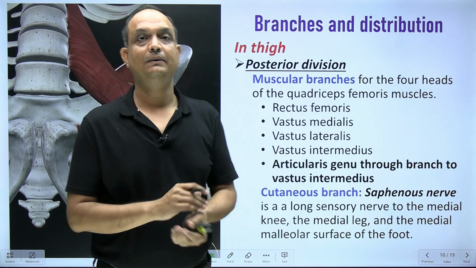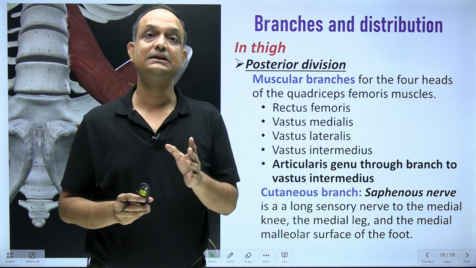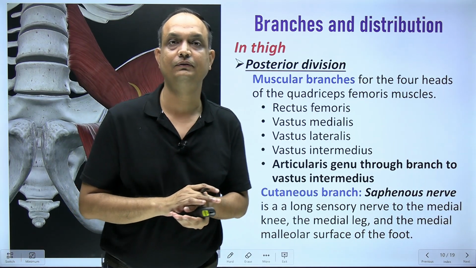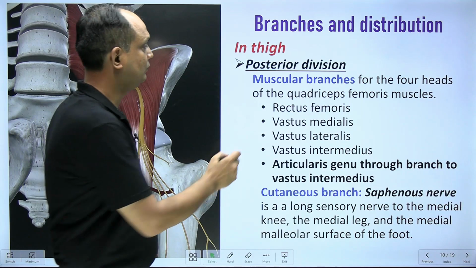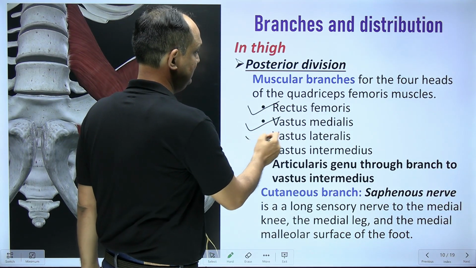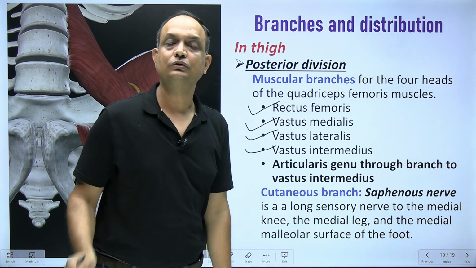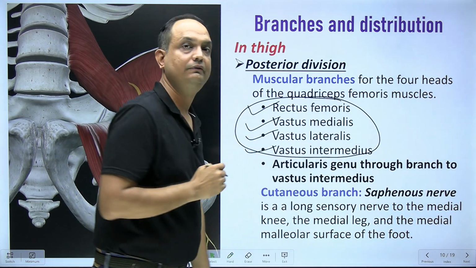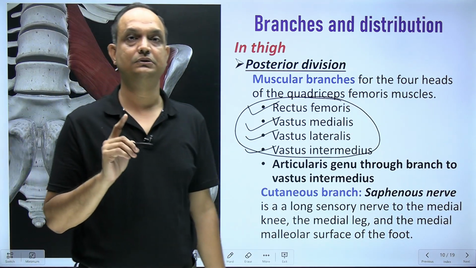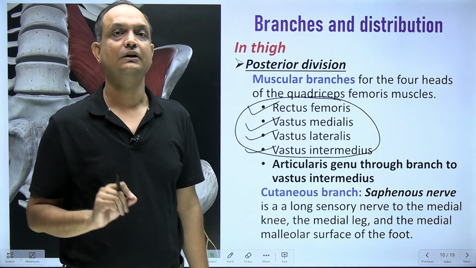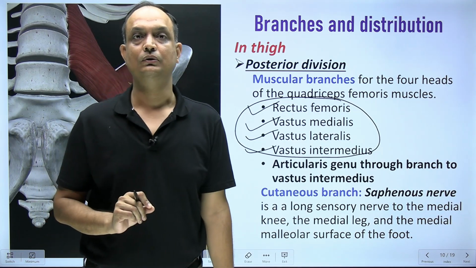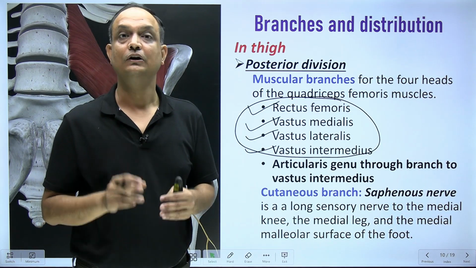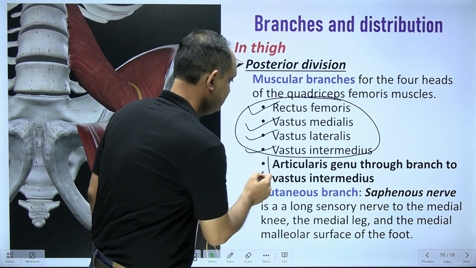So what are the muscles supplied by the posterior division? The posterior division mainly supplies the quadriceps femoris. You know that quadriceps is a very bulky muscle of the front of the thigh, and it has four components: rectus femoris, vastus lateralis, medialis and intermedius. All four components of your quadriceps are supplied by the posterior division of the femoral nerve. But my dear students, there is one more muscle in the front of the thigh, which is known as articularis genu, and this is also supplied by the posterior division through the branch to vastus intermedius.